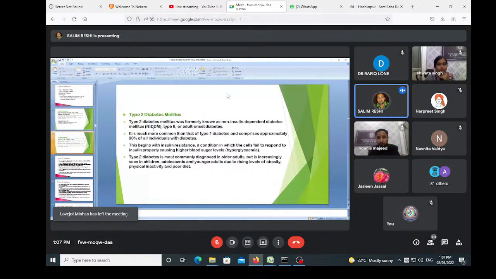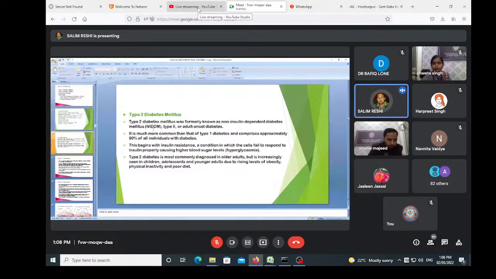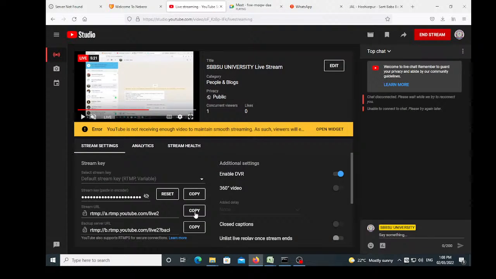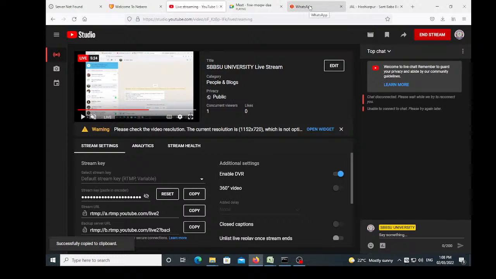Type 2 diabetes mellitus was formerly known as non-insulin dependent diabetes mellitus, or adult onset diabetes. It is much more common than type 1. Type 1 occurs in young age, but type 2 occurs in old age. Type 2 comprises approximately 90% of individuals with diabetes.